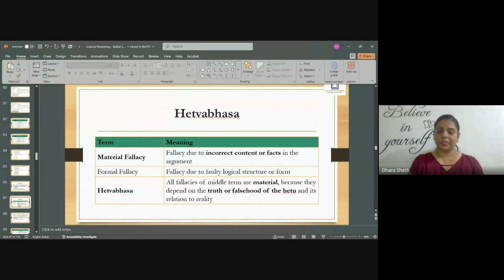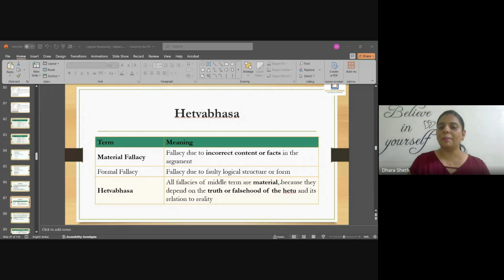Okay. What is material fallacy? Fallacy due to incorrect content or facts in argument. So this kind of fallacy is there in Western reasoning. The content is incorrect. Sorry, this kind of fallacy is there in Nyaya philosophy. The content or facts or the relationship of middle term and major term is incorrect. What is formal fallacy? Fallacy due to faulty logical structure or form. That is there in Western reasoning.